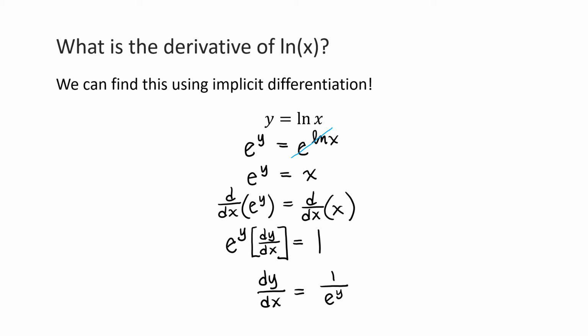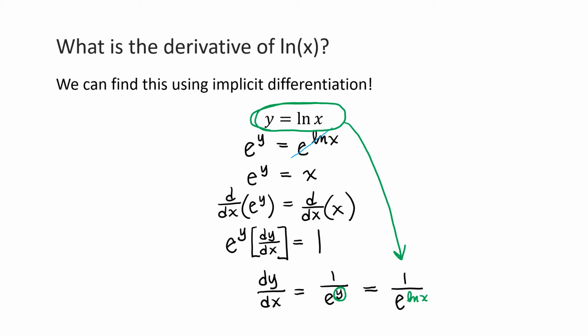But in this case, the original function was already solved for y, which means that we can substitute whatever y is equal to as a function of x back in for y. So we have 1 over e to the y, which means we have 1 over e to the natural log of x. So we just substituted that back in for y.